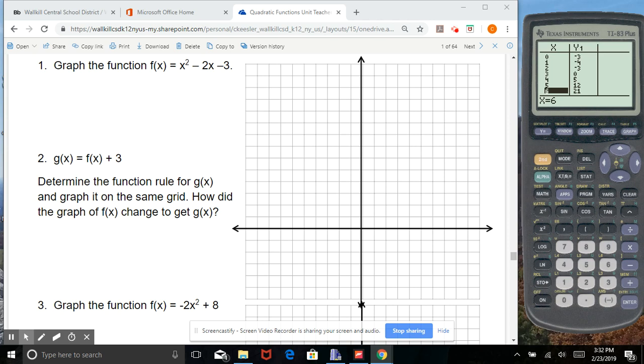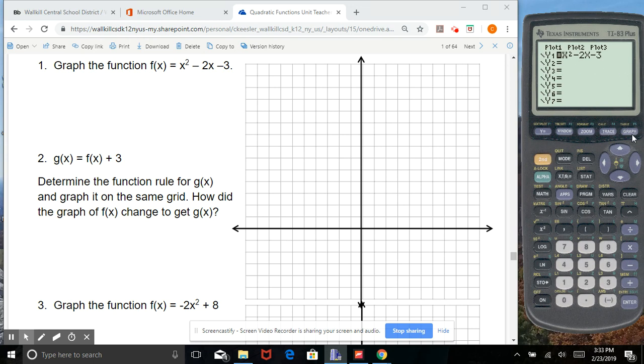Today we're going to see how functions other than the mother function of a quadratic function can be transformed. So starting with number 1, we're going to graph the function f of x equals x squared minus 2x minus 3. You can see on my calculator that I already have it pulled up. So if you want to go ahead and get there, you go to y equals, type in your function rule. F of x is the same as y, x squared minus 2x minus 3.